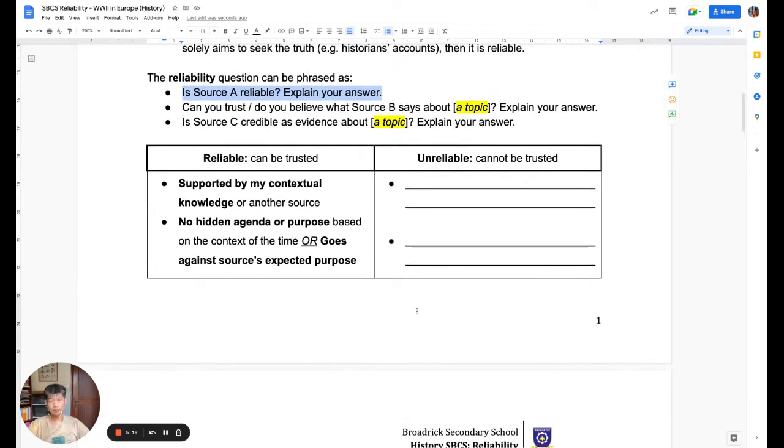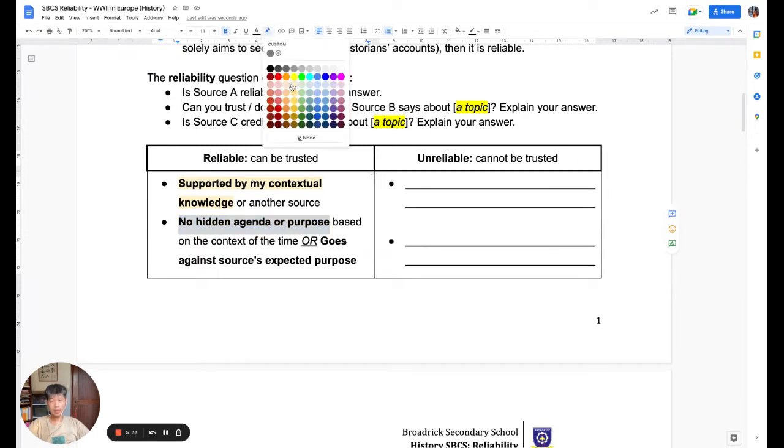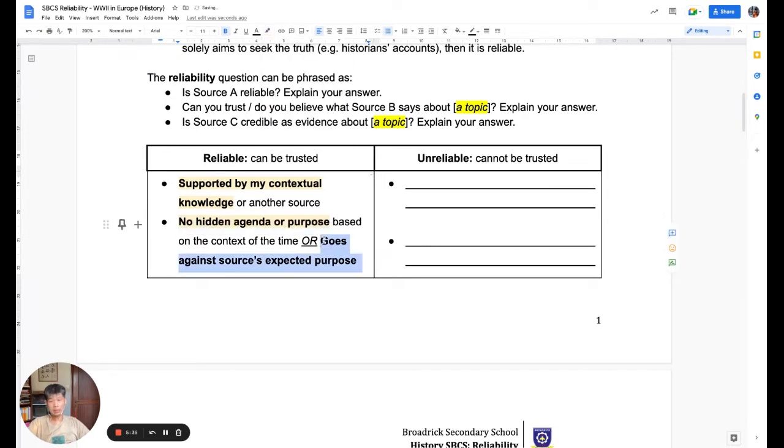Very broadly, a source is reliable when it is supported by your contextual knowledge or another source and has no hidden agenda or purpose. Or the last type is a bit trickier. A source has reliability, is trustworthy, if what it says goes against its expected purpose. You need to sit and think about this for a while. I'll give you an example to make this a bit more concrete.